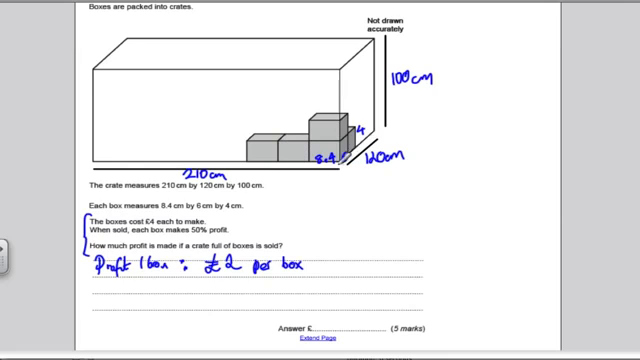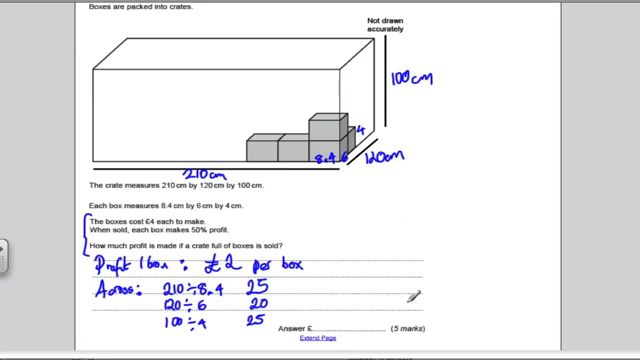Next is to work out how many boxes fit into this crate. So how many go along here? You would have 210 divided by 8.4, which is 25. 25 boxes would fit across. Let's check how many would fit that way: 120 divided by 6 would be 20 fit back that way. And how many fit up? Well, you'd have 100 divided by 4, which is 25 boxes. So 25 can go along that way, 20 can fit backwards, and 25 can fit up.